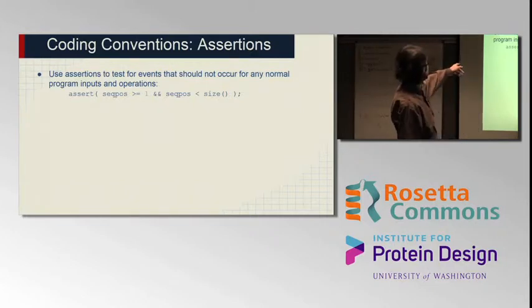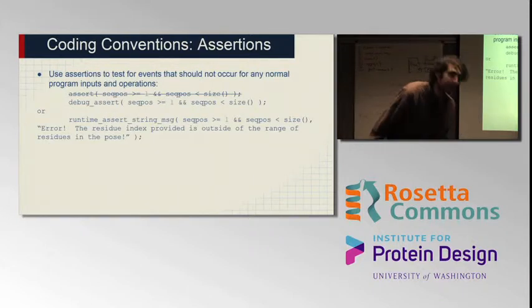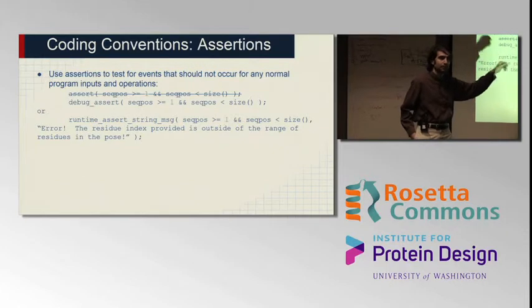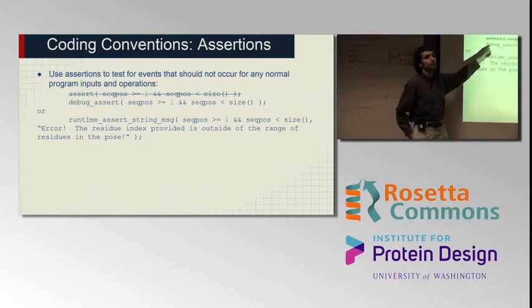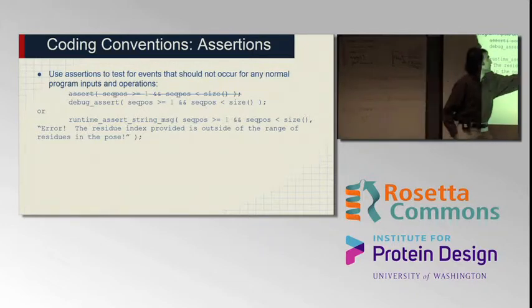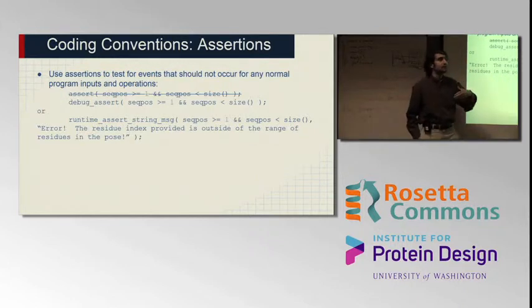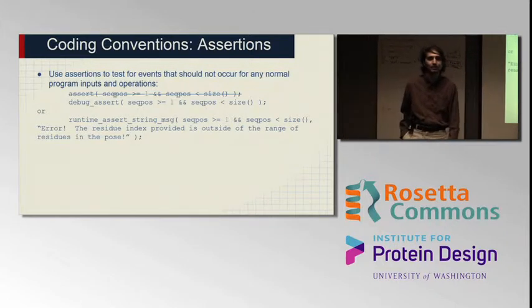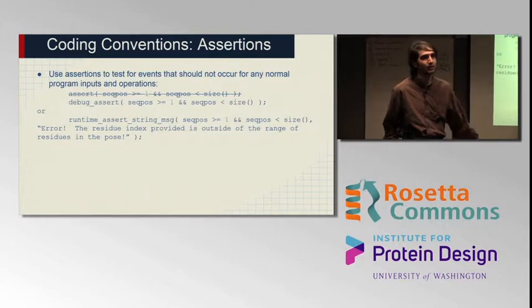And one thing I'd say is don't ever use assert, actually. Instead of assert, use debug assert if it's a debug mode assertion. This is nice because it will print out a backtrace if the assertion fails, so that you can see where it failed and what was being called. And if it's a runtime assertion, use runtime assert string message to ensure that there's an informative error message that accompanies the failure of the assertion. So in this case, I've added this error message: the residue index provided is outside the range of residues in the pose. The user has asked me to operate on residue 50, but I've got a 20 residue pose.